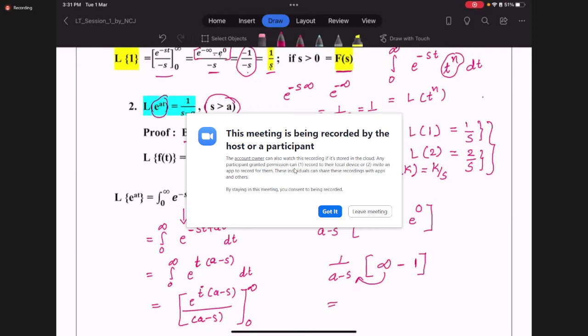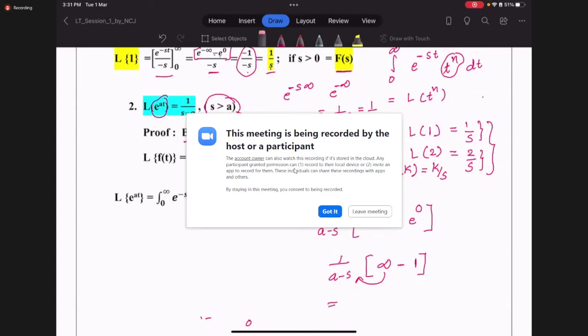Can you say this condition? If s is greater than a, then a minus s will be negative. For this condition we have taken the negative sign common. Whenever the limit is infinity, we have to make the power of e negative. So from minus st plus at, I took the minus sign common. Now if you take the integration, e raised to minus (s minus a) upon minus (s minus a), right?